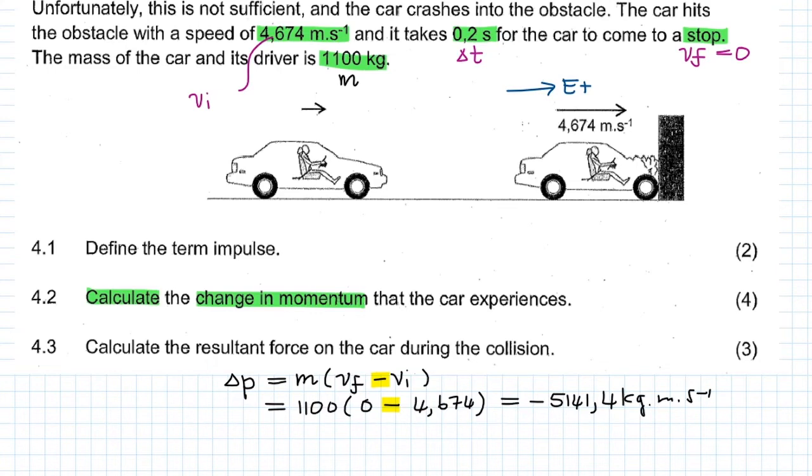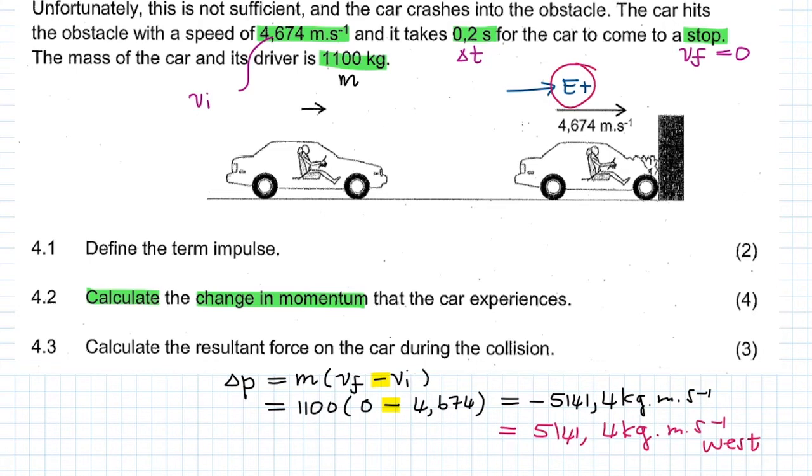But we can't leave our answer as negative. We need to interpret this negative value. Since we chose east to be positive, it means that 5141,4 kilograms per meter per second west is the object's change in momentum. This is out of 4 marks.